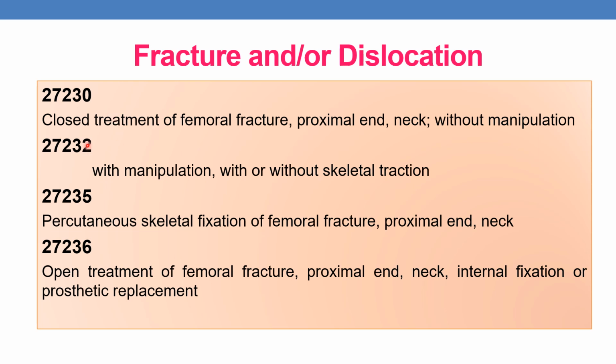All these deal with proximal end, neck. Closed treatment is done with 27230 without manipulation. If closed treatment with manipulation, the CPT is 27232. And for percutaneous skeletal fixation, the CPT is 27235. And for open treatment of femoral fracture, proximal end, neck, the CPT is 27236.